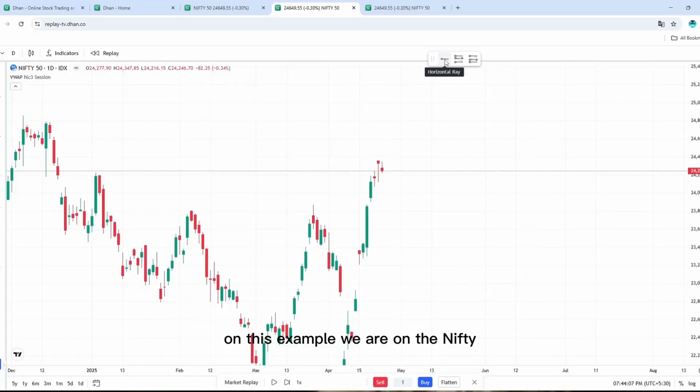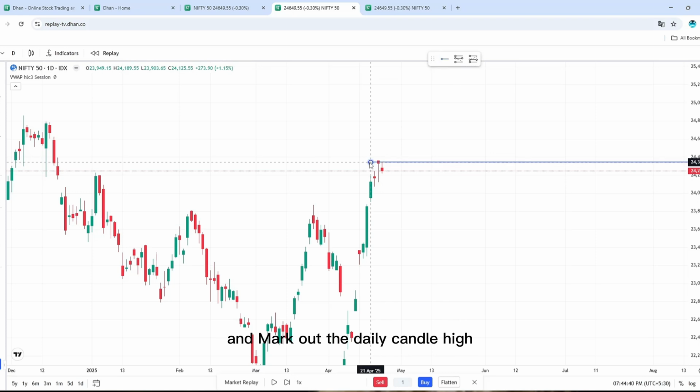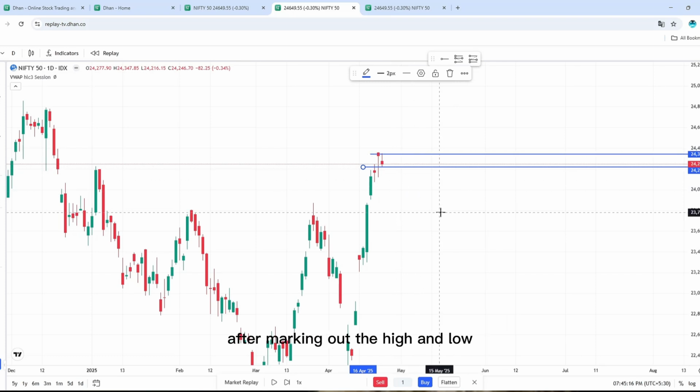In this example, we are on the Nifty. In this strategy, we are using the daily time frame to mark out our key levels. First, we come to the daily time frame and mark out the daily candle high and then the low. So that would be our previous day high and previous day low. After marking out the high and low on the daily time frame, we can now go to the lower time frames, so we can look for the entries.